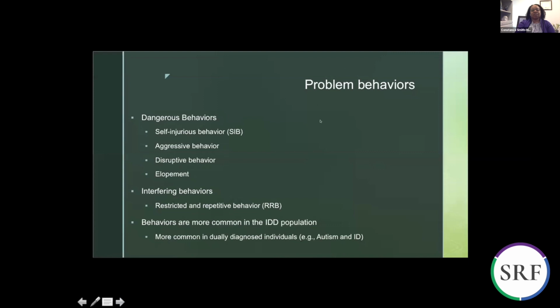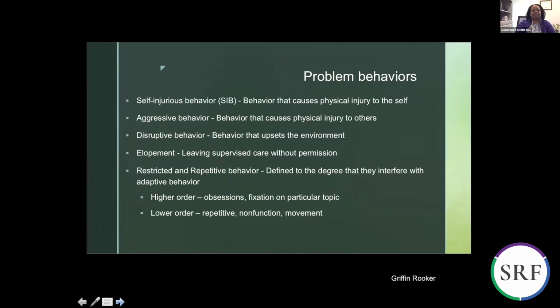Now, problem behaviors are very commonplace in SYNGAP. We often characterize them in two major groups. There are the dangerous behaviors that encompass self-injurious behaviors, aggressive behaviors, disruptive behaviors, and elopement, and interfering behaviors such as restricted and repetitive behaviors. We also note that patients that are likely to have significant behavioral problems are those that are dually diagnosed, for example, those with autism and ID.